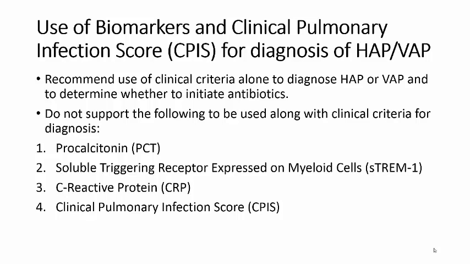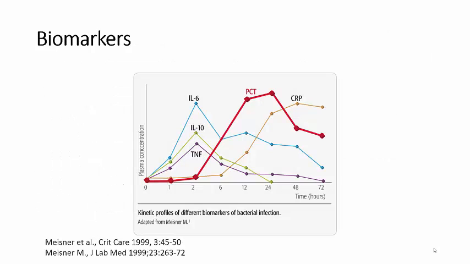There is absolutely no data at this point in time that supports an overwhelming support. There is some support, but not overwhelming support, towards use of procalcitonin favoring the diagnosis. Procalcitonin has some other role, but not favoring the diagnosis. Or another alternative biomarker, such as soluble triggering receptor expressed on myeloid cells, STREM1, or CRP, or the CPI score. So if you look at biomarkers, clearly procalcitonin starts within a few hours and starts going up.